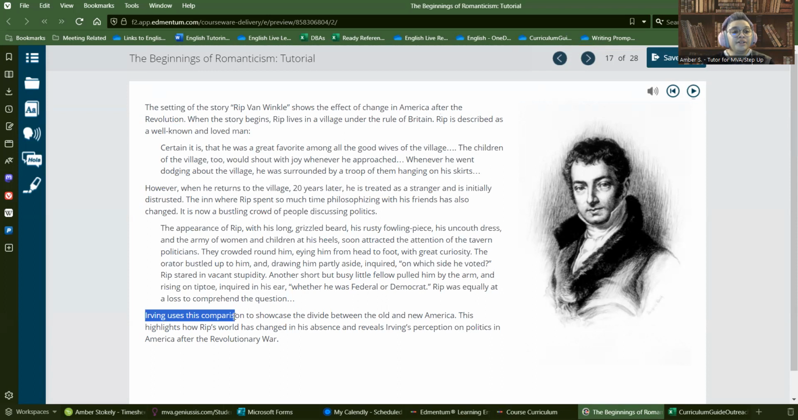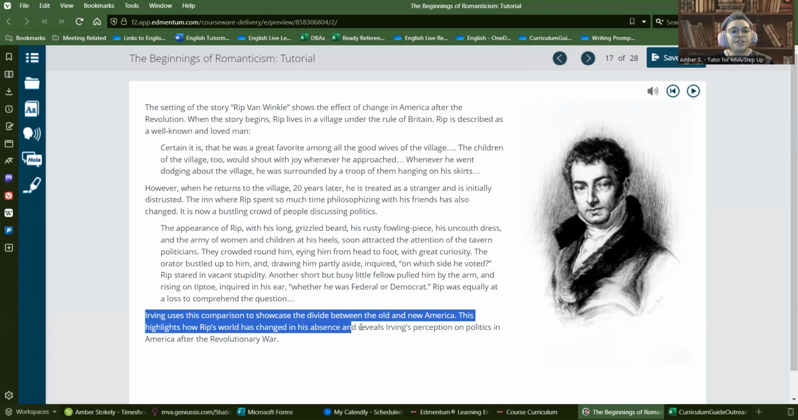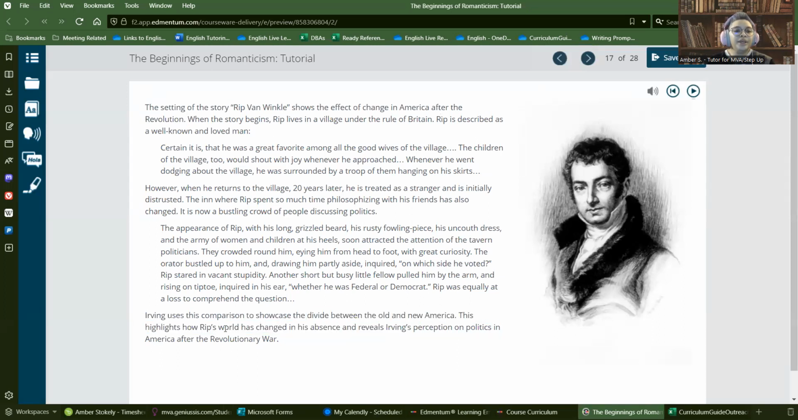Irving uses the comparison of this to show the difference between old and new America. This highlights how Rip's world has changed in his absence, and we kind of know that already. But it reveals Irving's perception on politics. The way that he describes these people chatting about if someone voted federal or Democrat shows you how the writer himself might have felt about people who engaged in those sort of discussions. So whenever you're reading a story, you should always take time to think, why would this person write that?